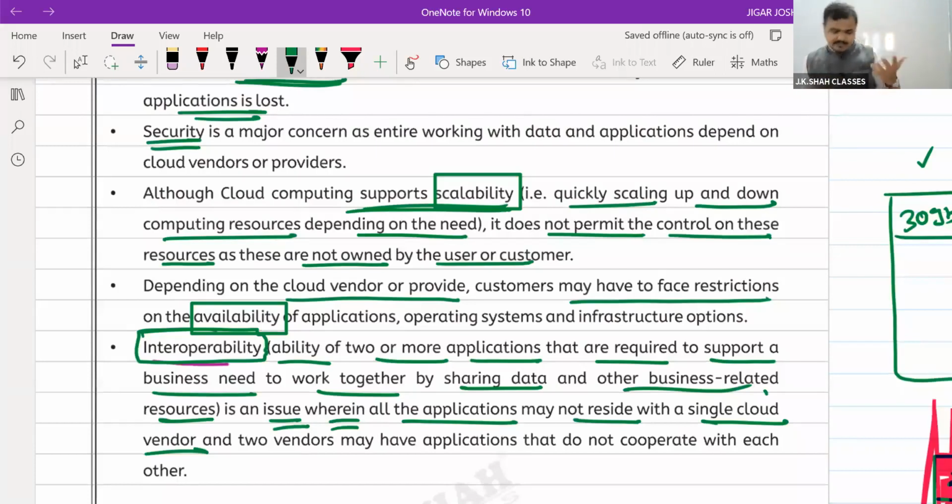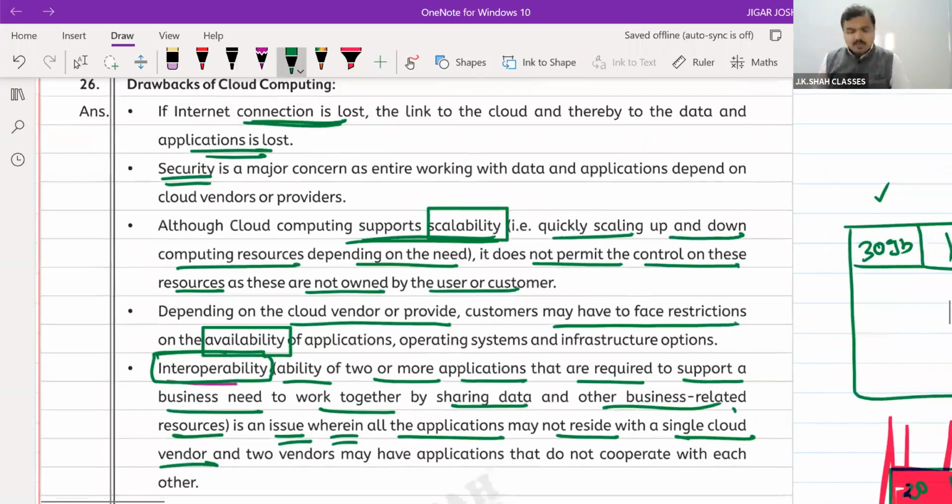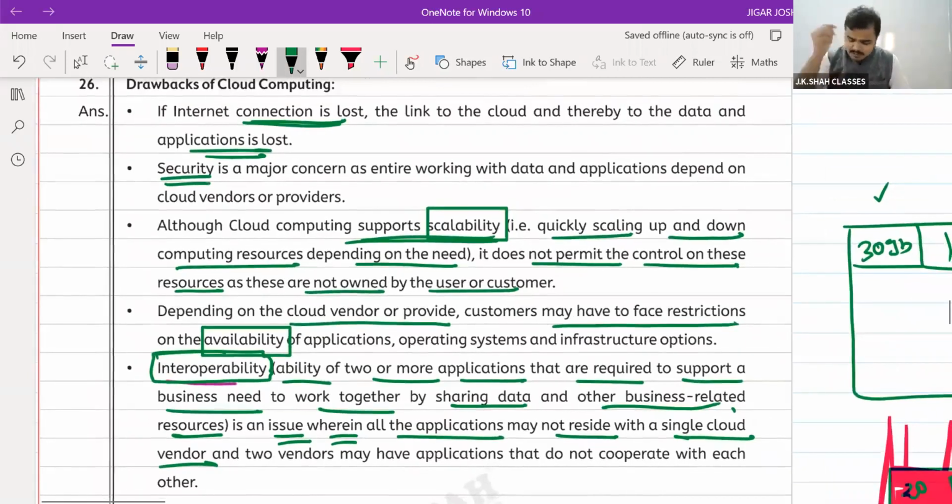Understood? Yes, sir, fully. This is an IT subject which demands attention. If attention is given completely, you will get everything done clearly. If attention is not given, everything is a waste. Am I very clear to all? 100%. I am giving you 2 minutes to revise these drawbacks. Then I will explain private, public, hybrid, and community cloud. For this, please refer to these answers very carefully.